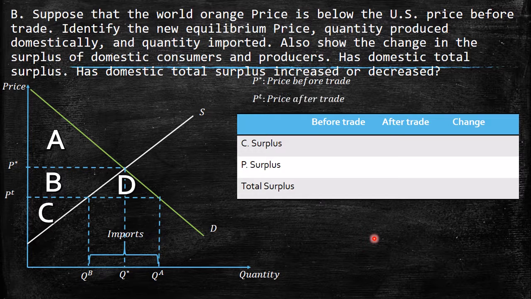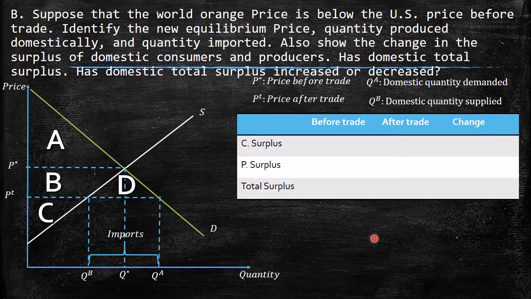So now we're going to outline all the information in this table. We have before trade, after trade, and the change for the consumer surplus, producer surplus, and the total surplus as a measure of welfare of the economy. The before trade, as we showed before, is going to be A. This is this triangle, the consumer surplus without trade. The other part, the before trade producer surplus, is going to be B plus C. So in this sense, we will have the total surplus A plus B plus C.